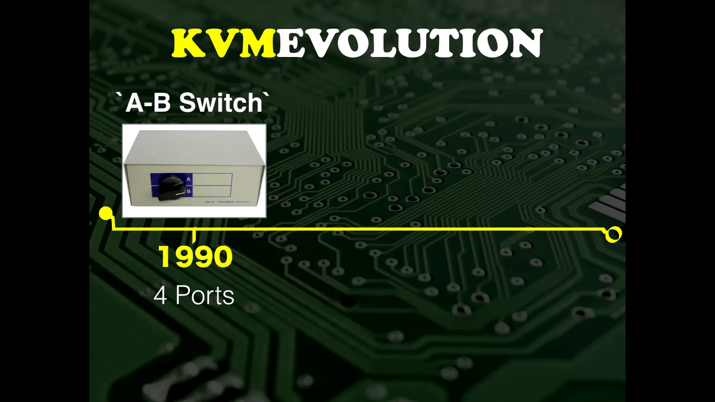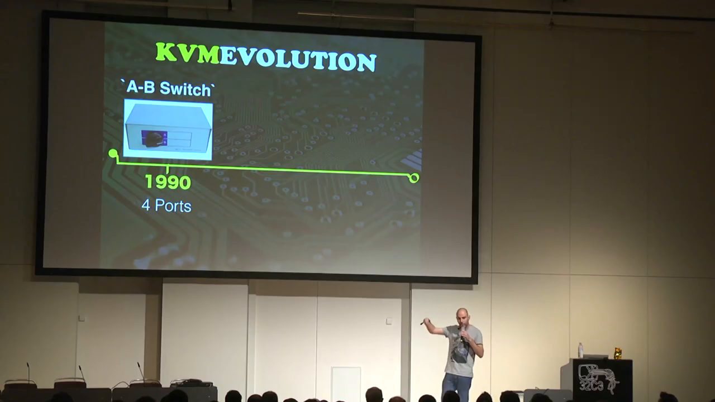Some of you might be familiar with this. It's commonly known as an AB switch. All it is, it's a KVM, but just a stupid analog box. It just connects the electronics from the A port to the keyboard, video, and mouse. When you switch to the B port, same goes for the B port. And that's it, a stupid analog box. And that stupid analog box actually worked really fine for a lot of years. I mean, really, a lot of years.